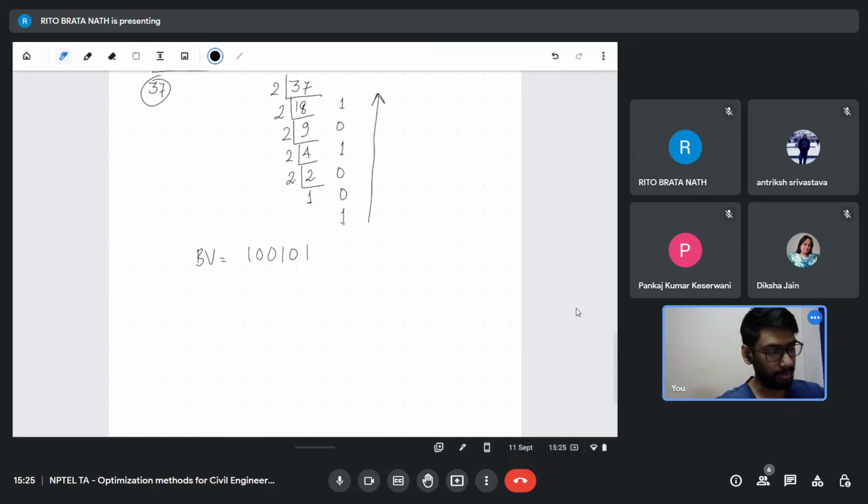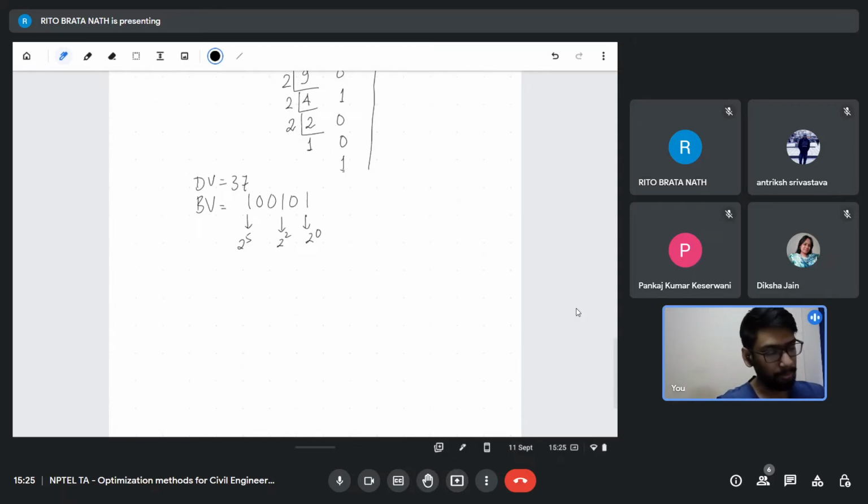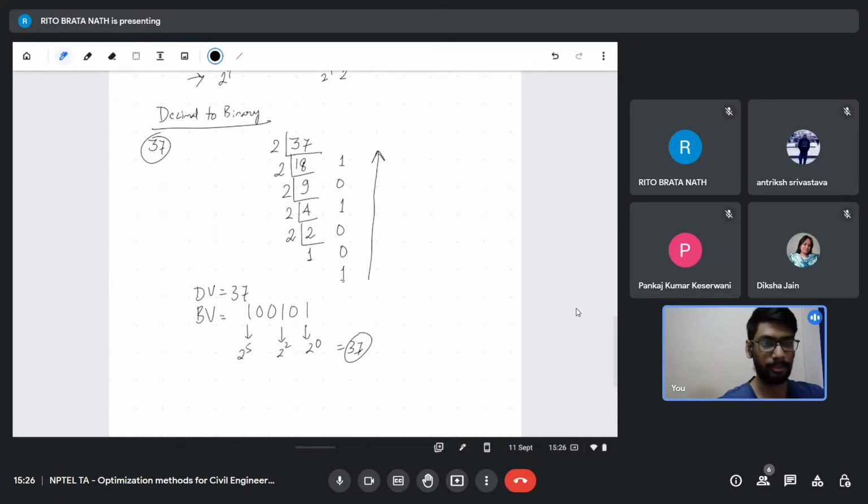Let's see if I have done it correctly or not. Corresponding to 37, which is the decoded value, this is the binary you should get. Corresponding to this, 2 to the power 0, corresponding to this, 2 square, and then 3, 4, 5. So it's 32 plus 4 plus 1, which is 37. That's great, you have got it correctly. This is the method: you just divide by 2 and keep track of the remainders, and then backtrack everything and you will get your binary string. I hope this is clear as well.